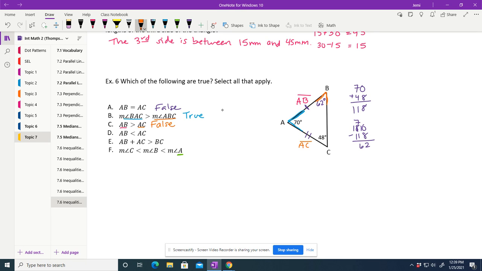D says, okay, is it true that AB is smaller than AC? And the answer here would be true for the same reasons, right? So the bigger side, AC, comes across from the bigger angle. 62 is bigger than 48.